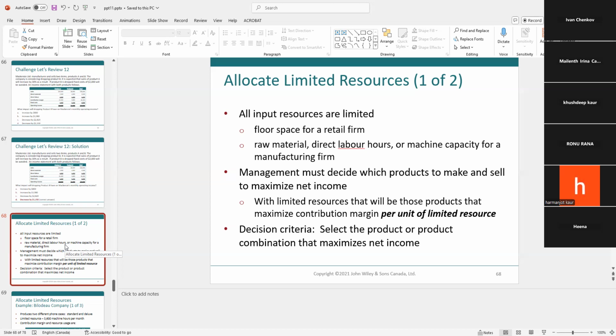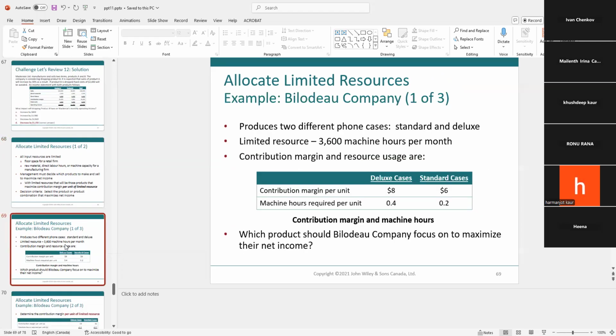So with the limited resources, we're going to focus on those which maximize the company contribution margin within the limited resource. So what we're going to do, we're going to choose the product or product combination that give us the maximum possible net income within the limits that we have. So let's do one example and see how we're going to deal with this type of problem.